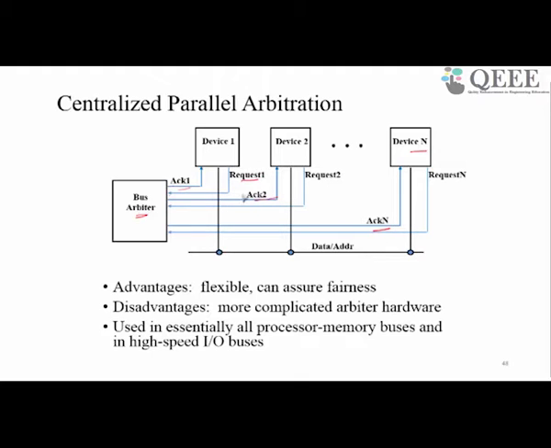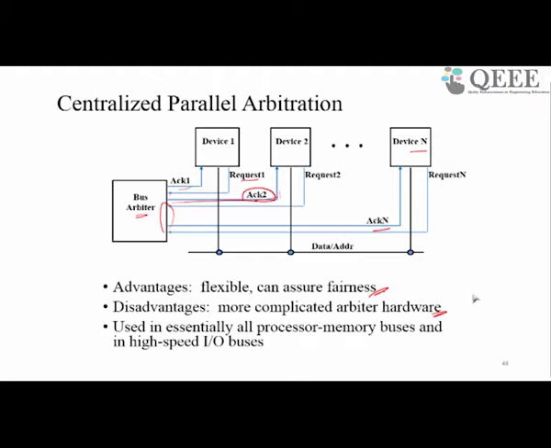When one or more devices make a request, it comes into the input of the bus arbiter, which applies an arbitration policy, decides which device should get an acknowledgement, and sends the acknowledgement to that particular device. The advantage is that it is flexible. You can even change the priority level of different devices, and it can be made fair.